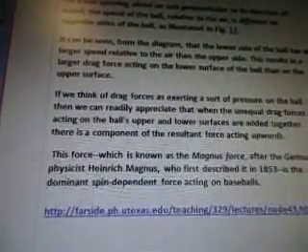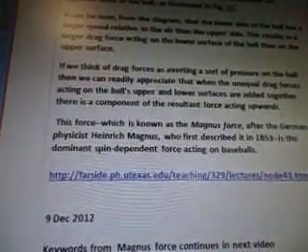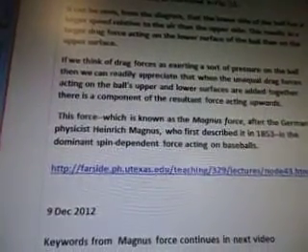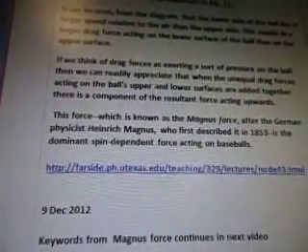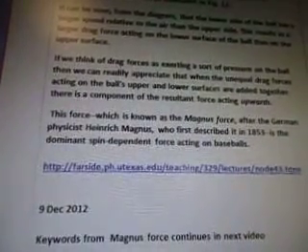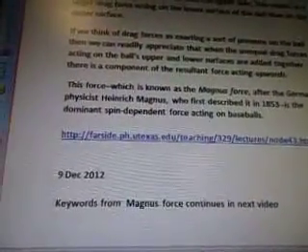If we think of drag forces as exerting a sort of pressure on the ball, we can readily appreciate that when the unequal drag forces acting on the ball's upper and lower surfaces are added together, there is a component of the resultant force acting upwards. This force, which is known as the Magnus force, after the German physicist Heinrich Magnus, who first described it in 1853, is the dominant spin-dependent force acting on baseballs.